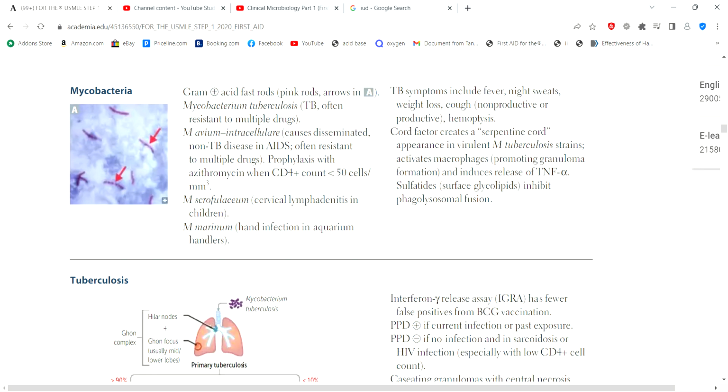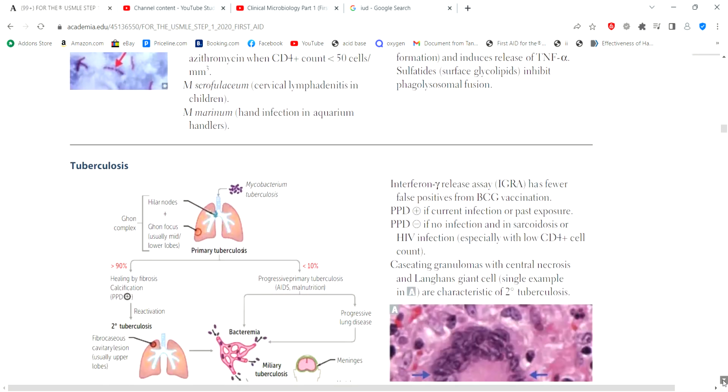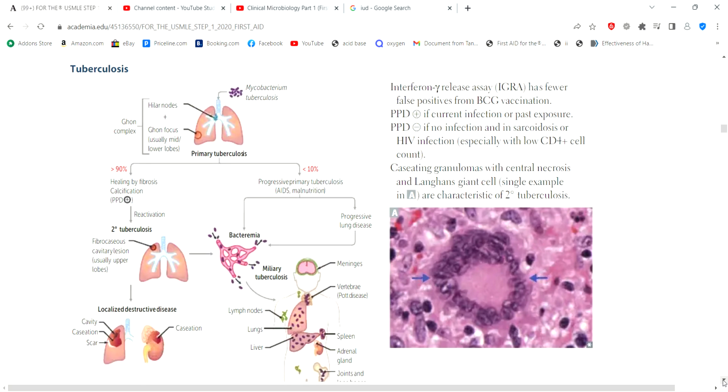Let's see. Tuberculosis. Okay, so tuberculosis. Here you see Mycobacterium tuberculosis. The hilar nodes, Ghon complex, Ghon focus, usually mid and lower lobes. Alright, so this is something you have to know: where primary and reactivation occurs. Okay, so reactivation TB.